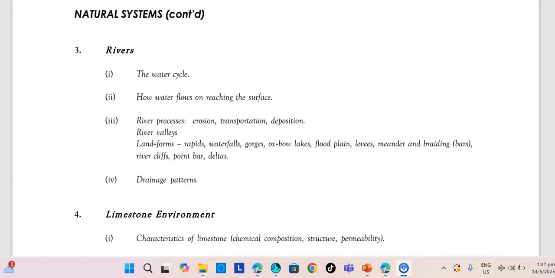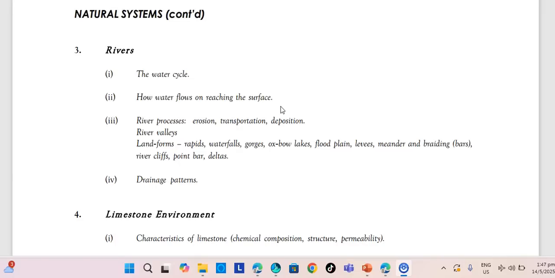So that is how water flows on reaching the surface. Some water soaks into the soil. This is infiltration. Some water runs off the surface into streams and rivers. We call this runoff. And some water flows downhill because of gravity and eventually reaches the sea.